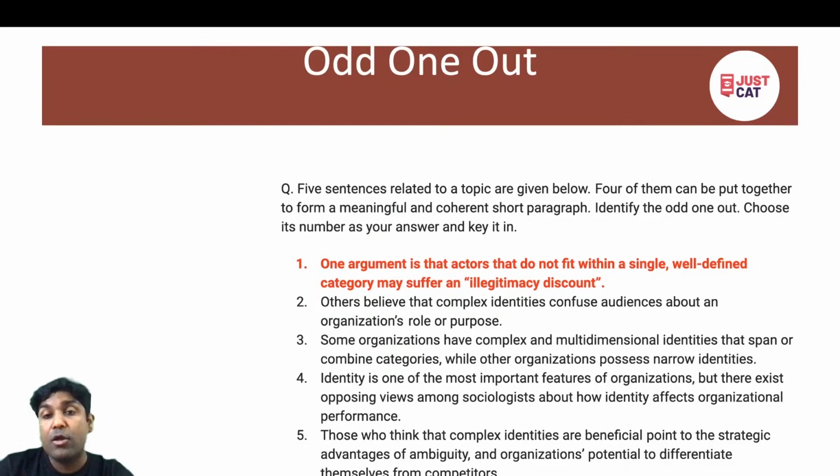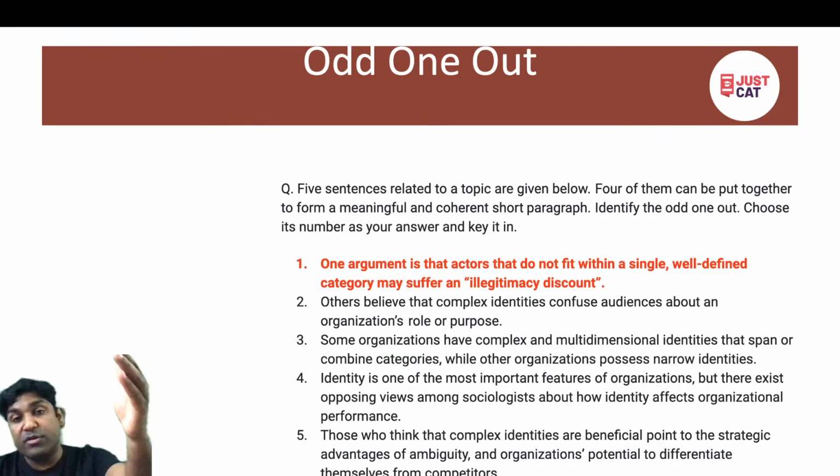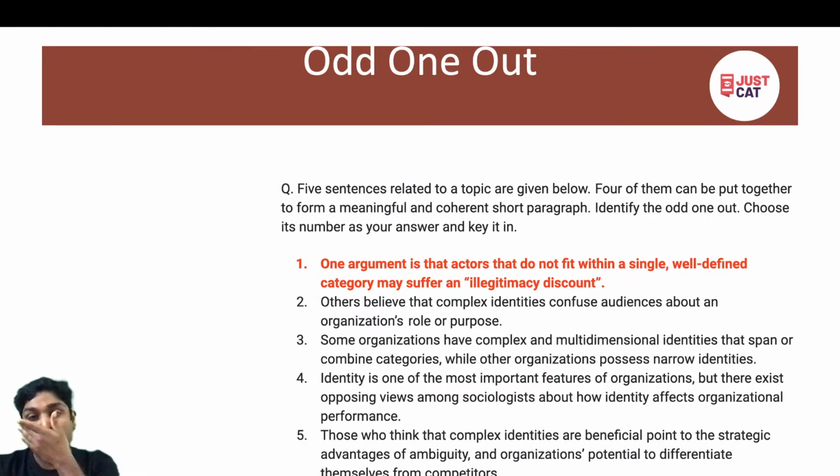5 says that those who think that complex identities are beneficial point to the strategic advantages of ambiguity and organizations' potential to differentiate themselves from competitors. Then comes the view that others believe complex identities confuse the audience about an organization's role. So in this way, starting from 4, going to 3, and then 5 and 2. Right? So this is how it goes.